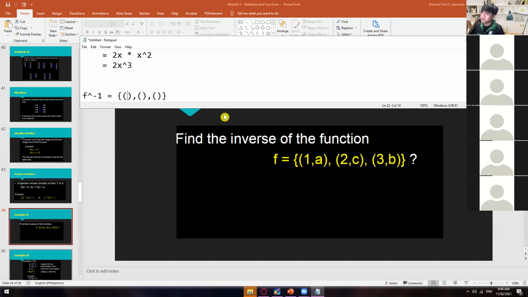Anyway, the answer for this one is, again, for the inverse of a function, your x will become your y and your y will become your x. So the inverse of this one is a1, c2, and then b2. All right, as simple as that. Mr. Tanikala actually answered this one, so he sent a direct message to me, which is the same as this one.